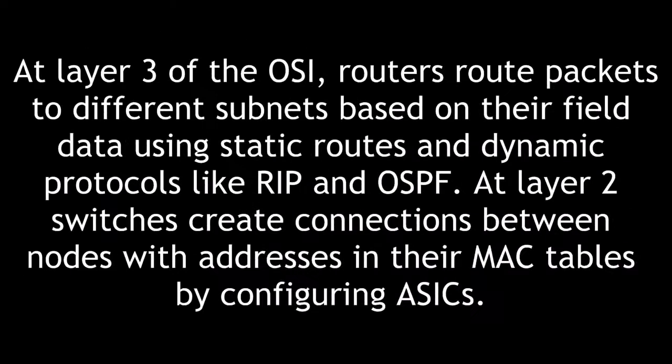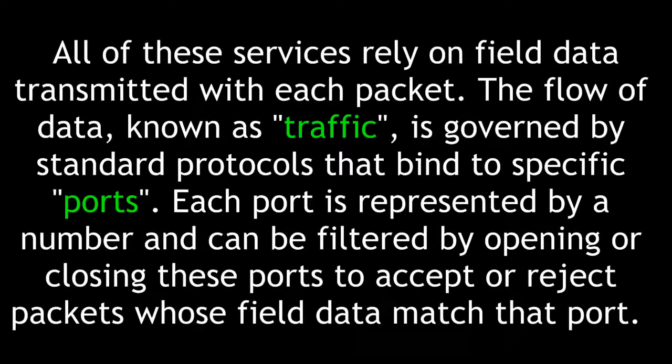At layer 3 of the Open Systems Interconnect model, routers route packets to different subnets based on their field data using either static routes or dynamic routing protocols, such as Routing Information Protocol and Open Shortest Path First. At layer 2, switches create connections between nodes and addresses and their MAC tables by configuring their application-specific integrated circuits. In this way, they can create full duplex connections between multiple MAC addresses plugged into any given switch. All of these services rely on field data transmitted with each packet.